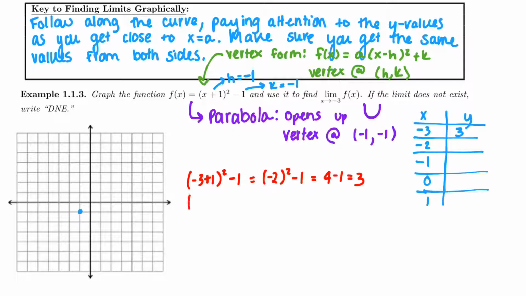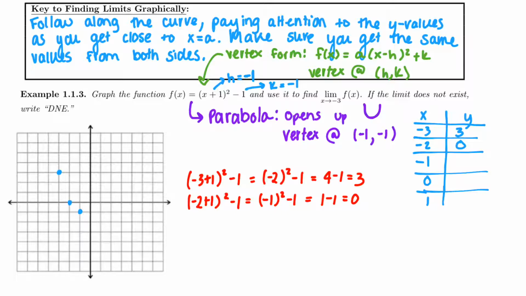Right? And I'm doing this each time. So -2 plus 1 quantity squared minus 1, -1 squared minus 1, 1 minus 1, that's 0. So this point right here is the point -3 comma 3. The next point is -2 comma 0.